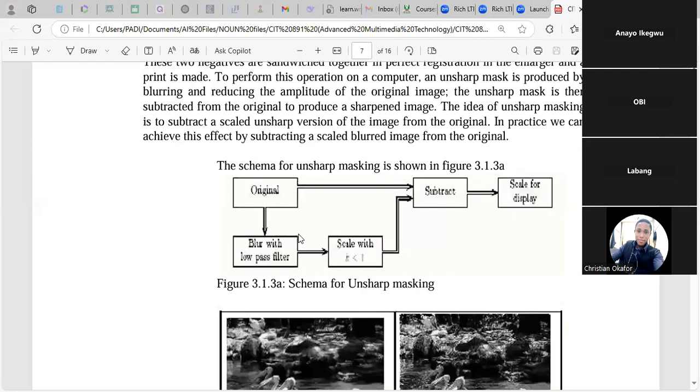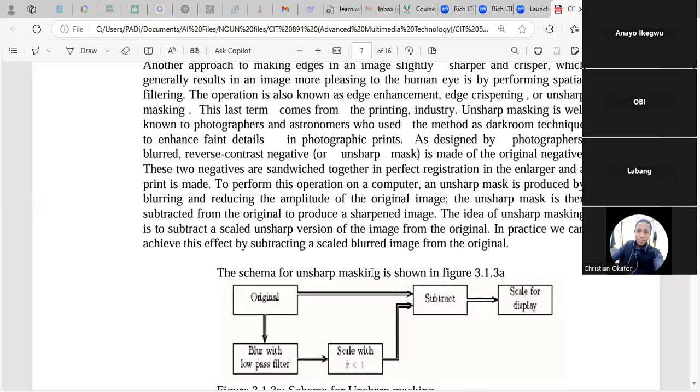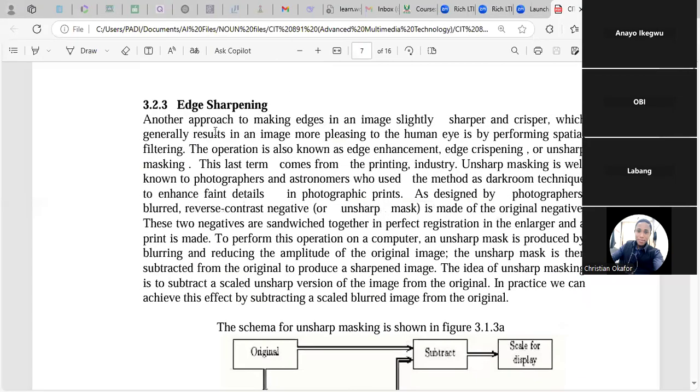The same way with edge sharpening. You want to sharpen the edge, it's all about manipulating the values using the standard shapes. Another approach is making edges in an image slightly sharper and crisper, which generally results in an image more pleasing to the human eye. That is the perception we are talking about. How do you view this? How do you see this? How do you perceive this? How do you feel about this? So, how to make it sharper.